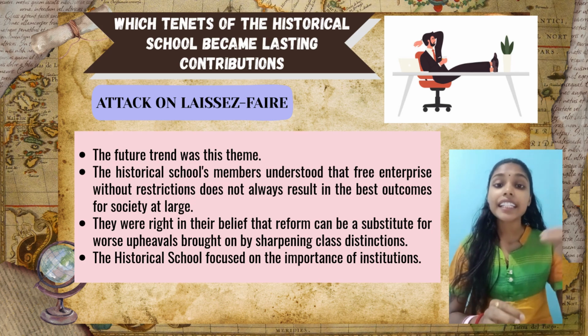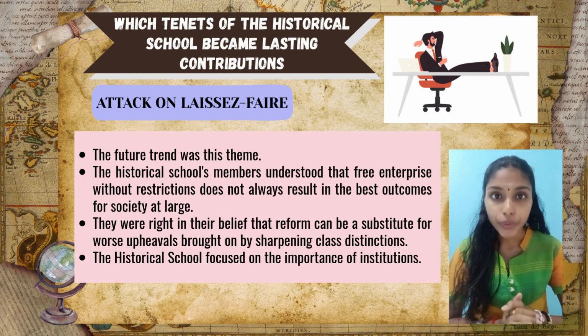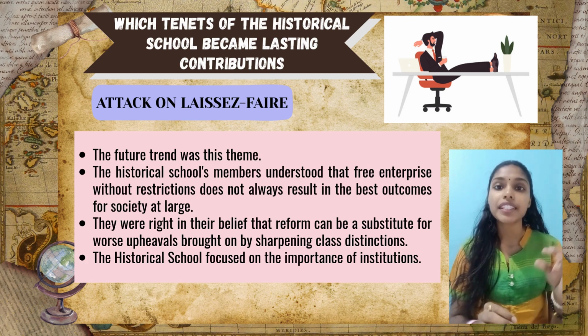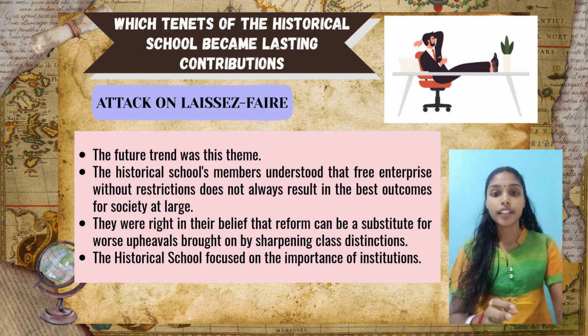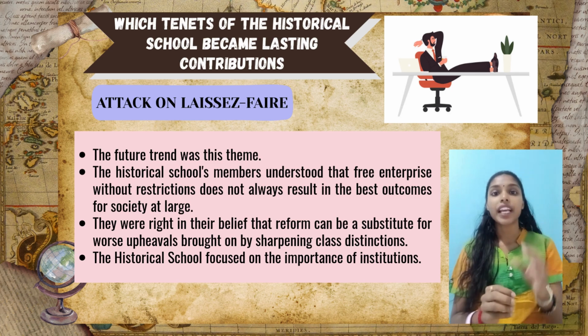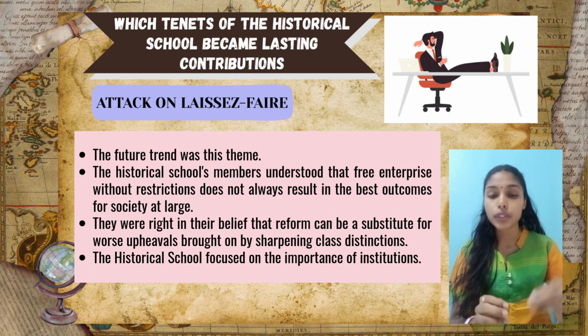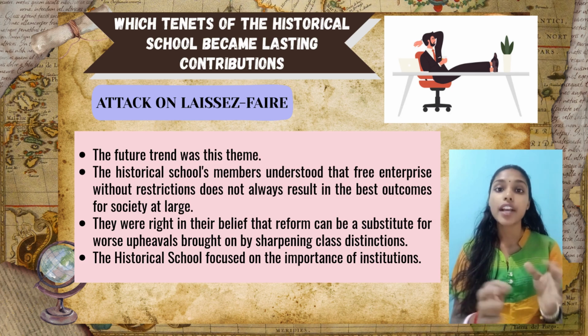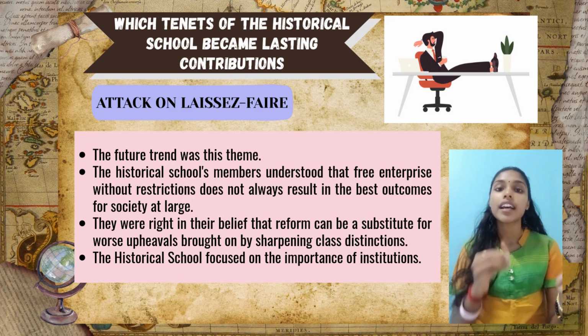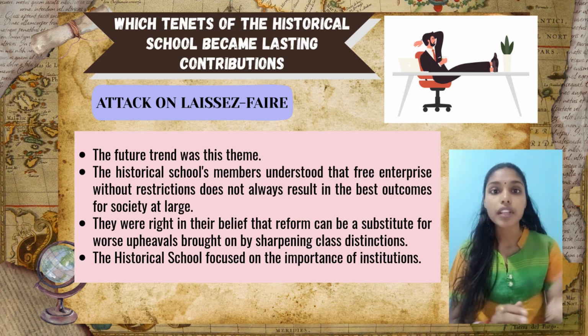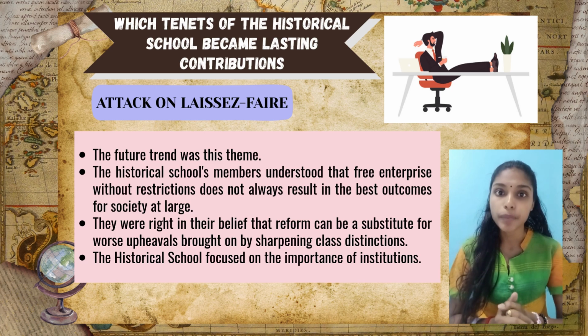After that, the second tenet of the historical school that became a lasting contribution is the attack on laissez-faire. We can say that this theme was the future trend. It is because the historical school's members understood that free enterprise without restrictions does not always result in the best outcomes for society at large.